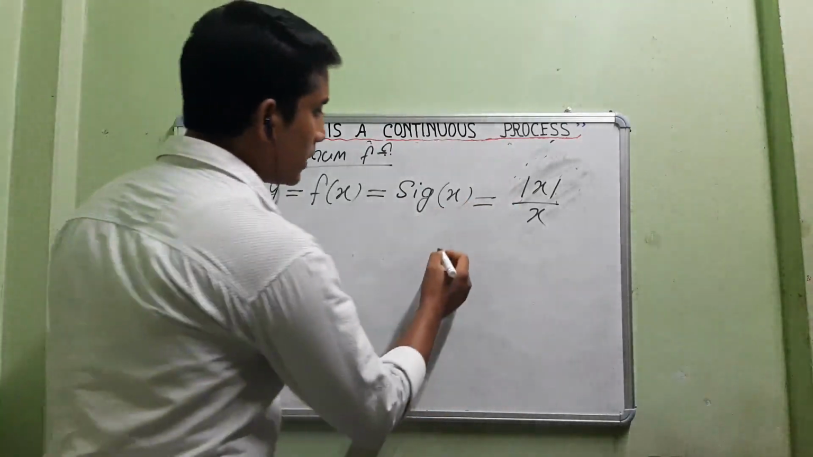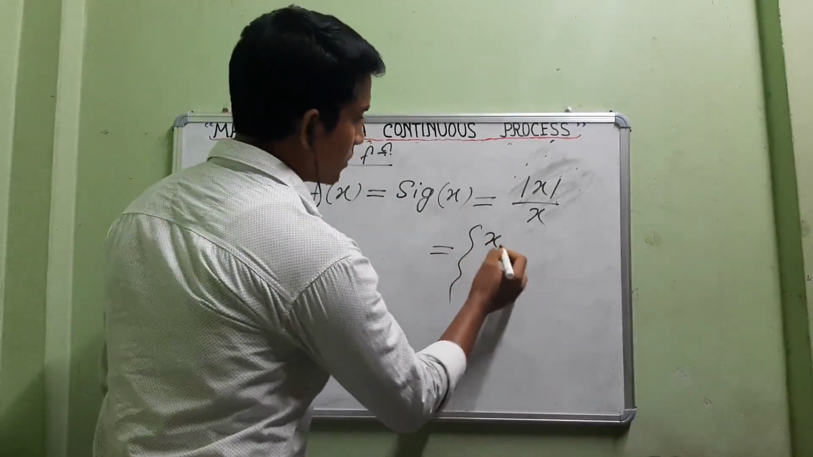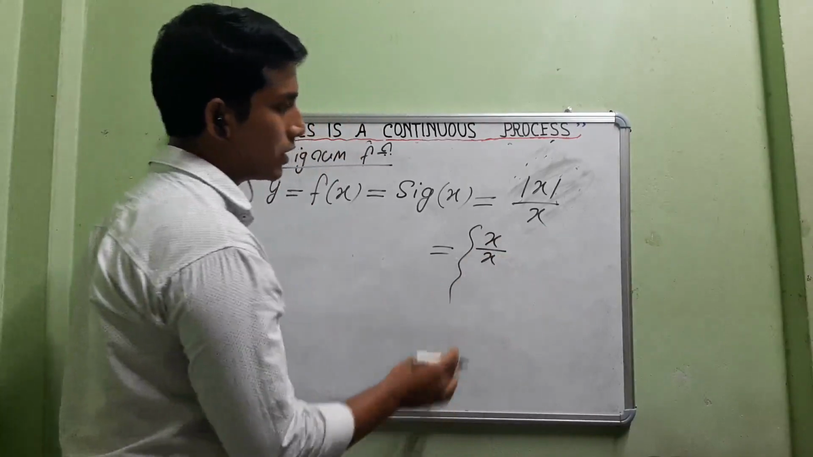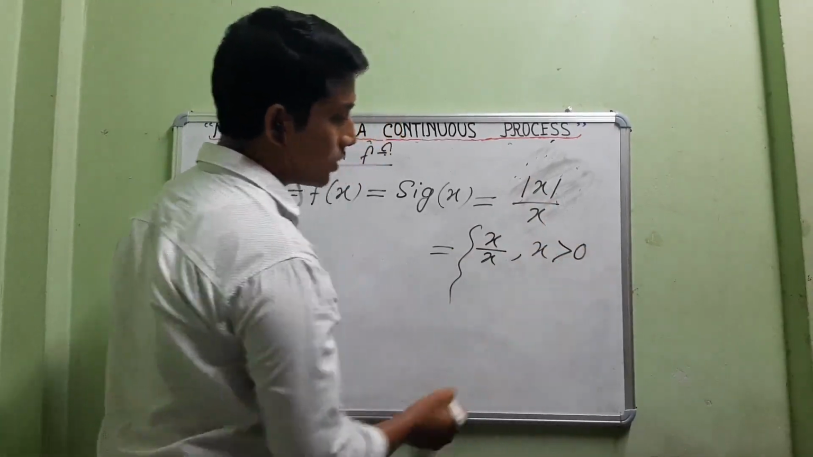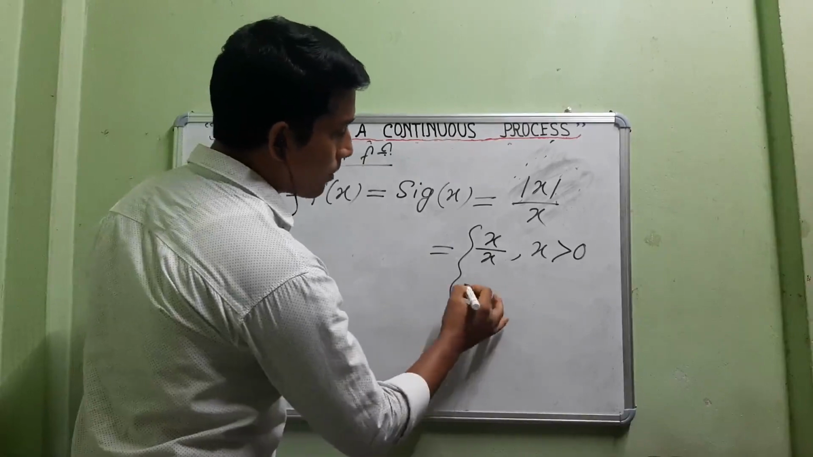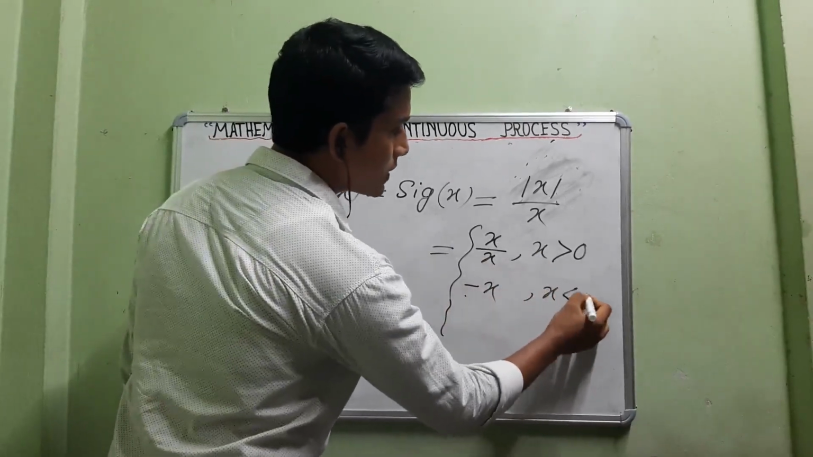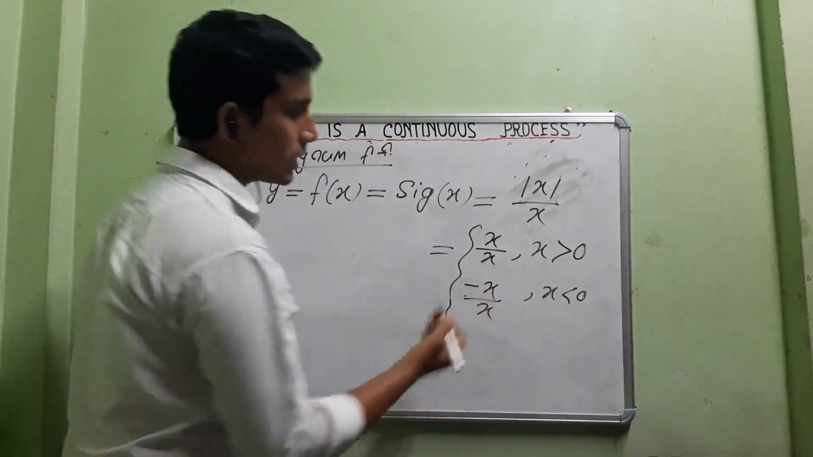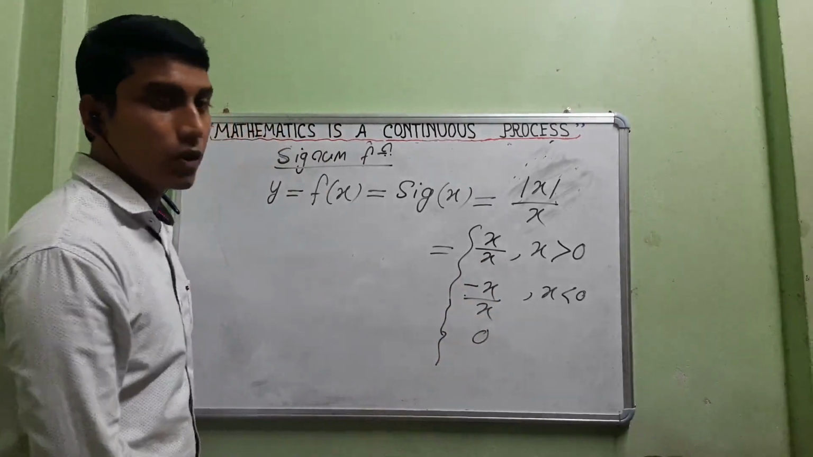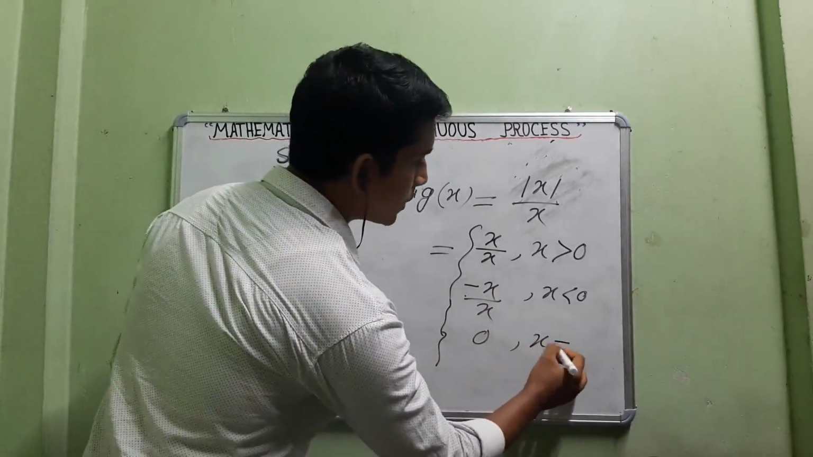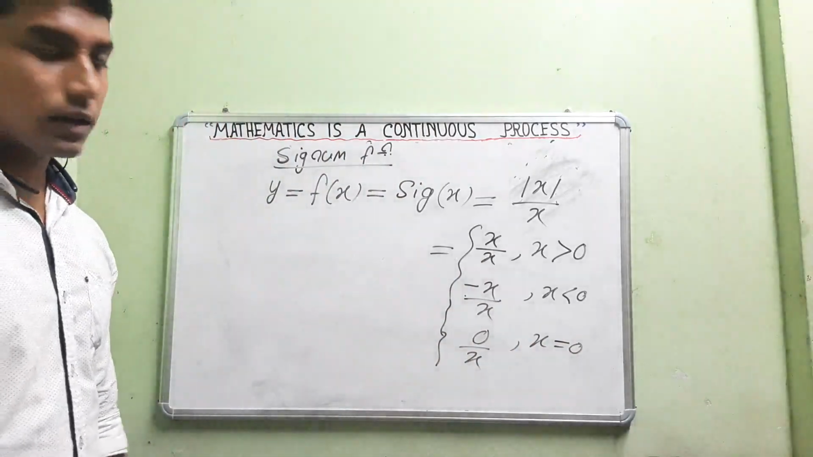So what will it be? We already know what mod x is. Mod x will be x when x is greater than 0, and the denominator is x only. Mod x will be minus x if x is less than 0, as I have already discussed. And if x equals 0, mod x will be 0, so 0 by x will again be 0. So these are the things.